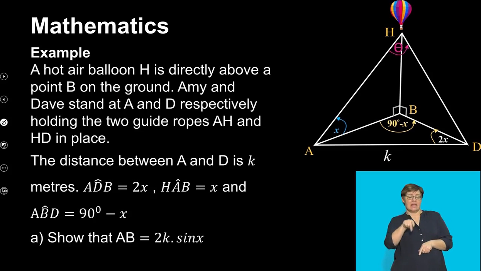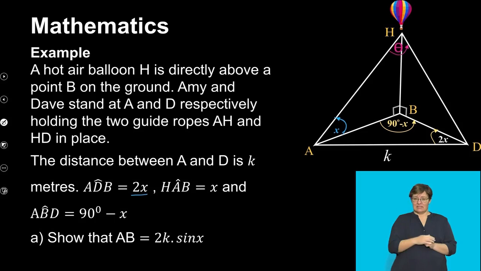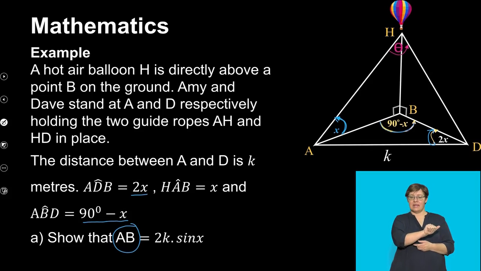Okay, so let's just double check. ADB is this angle here, and this angle here is 2x. HAB is x, so this angle here is x. It's the angle of elevation from A to H. And they've given us that ABD is 90 minus x, so we're talking about that angle. They want us to show that AB is equal to 2k sine of x.